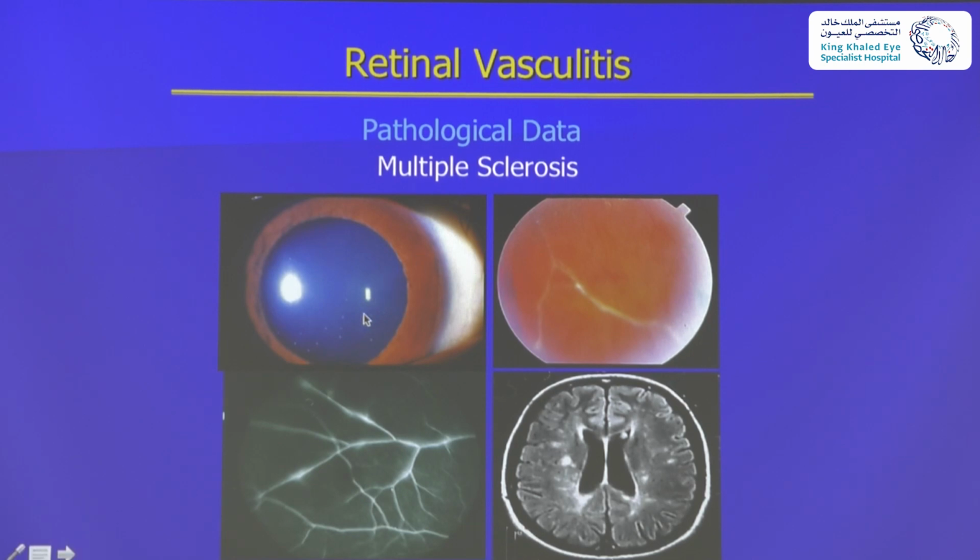This is a patient with multiple sclerosis. You can see granulomatous anterior segment inflammation. Can we dim the room, please?